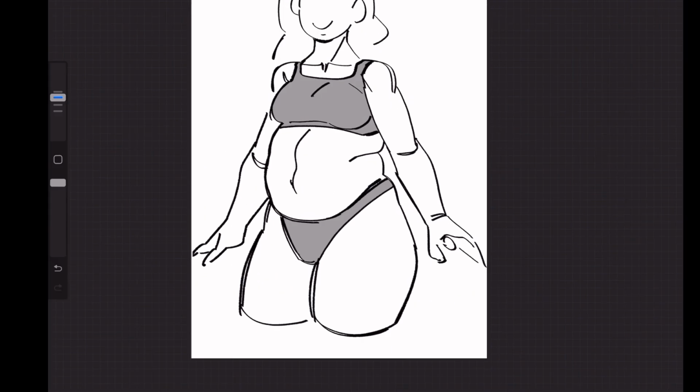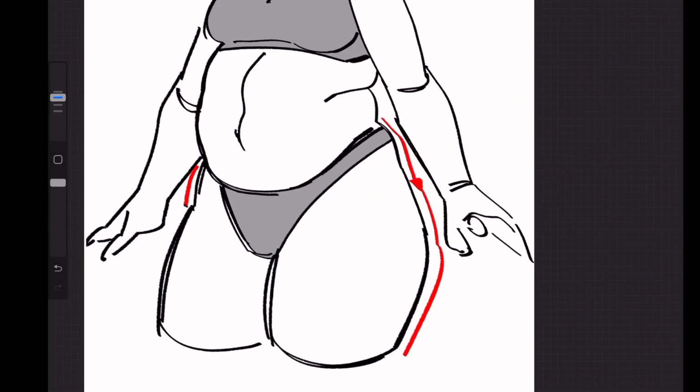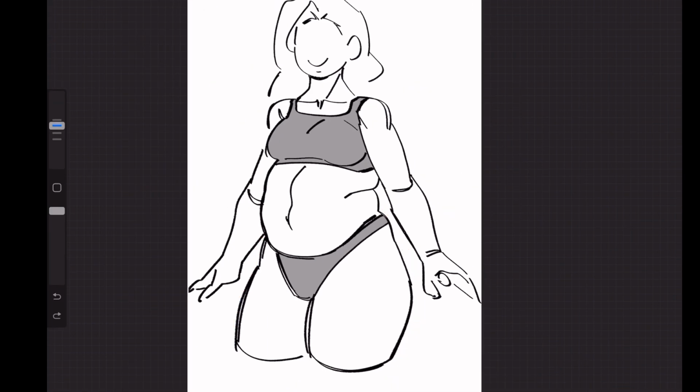And as you saw here, even in plus-size women, that rhythm can still be seen in the hips, if only slightly less angular due to the fullness of the figure.